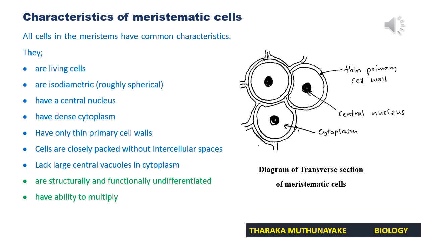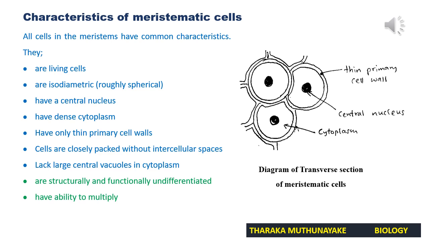Then third feature, they have a central nucleus. You can observe in this diagram, each cell has a comparatively large central nucleus. And also they have dense cytoplasm. Next structural feature, they have only thin primary cell walls, no secondary cell walls. Therefore, through these cell walls, materials can be exchanged easily. It is important for the living status of this cell.